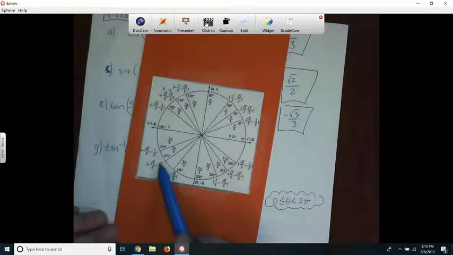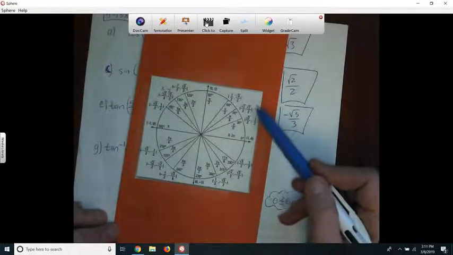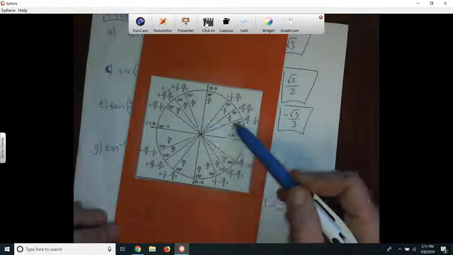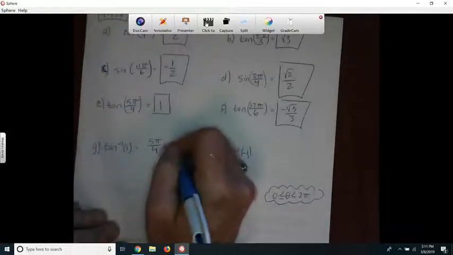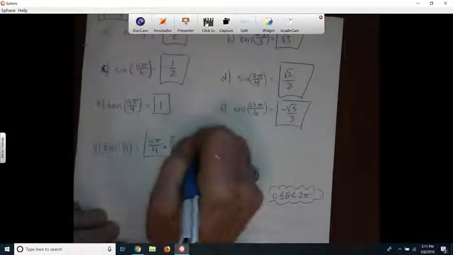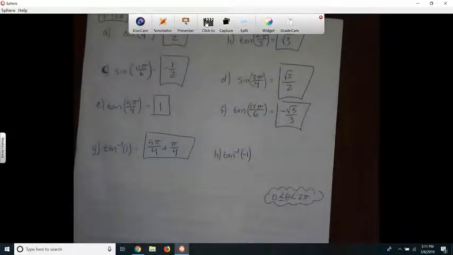There's one more place where this happens. It happens over here too, but that's going to give me a negative 1 because I've got a negative divided by a positive. So this right here, though, will give me 1. This is 45 degrees. This is pi over 4. So those are the two answers. I probably should have written pi over 4 first and then the 5 pi over 4.